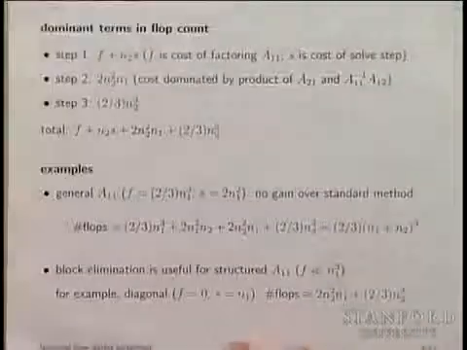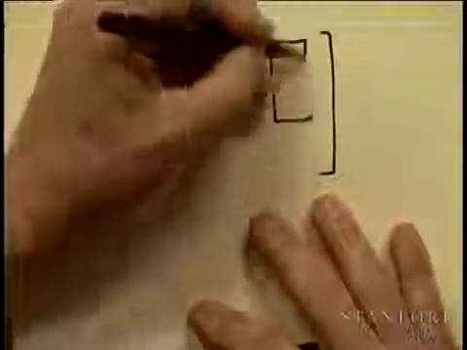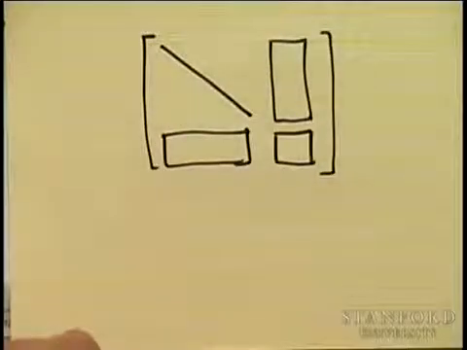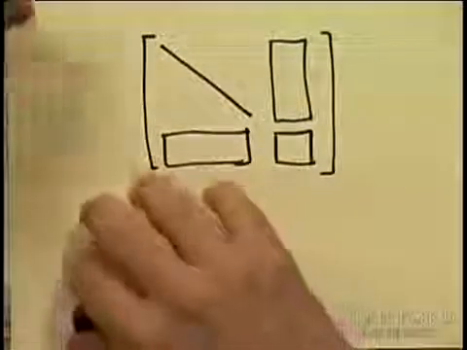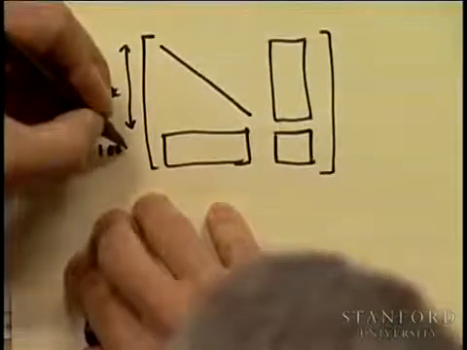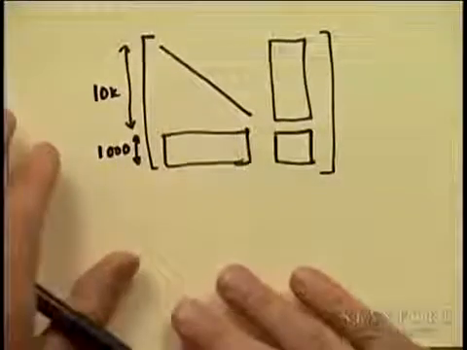So let's look at some of those. We'll do a couple of examples, because they're very important. If A11 is diagonal, that means your matrix looks like this. I'm just going to draw a pattern like that. If it looks like that, then you're going to do unbelievably well. Here's why. Let's put some numbers on here: 10,000 here, and 1,000 here.